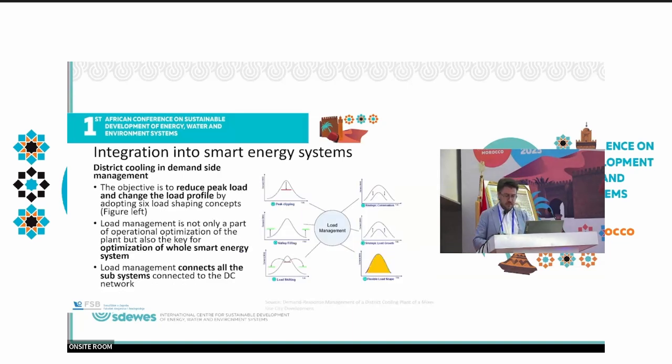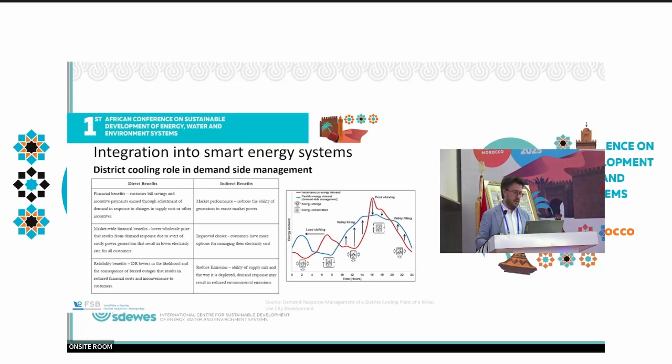Another important thing we need to mention when we talk about district cooling systems is their possibility for demand side management operations. So from peak clipping, valley filling, load shifting, strategic conservation, strategic load growth. It's important to stress that this DSM is not only part of the district cooling plant, it's actually a part of a greater smart energy system concept. And this DSM or load management connects to all the subsystems connected to the district cooling network. There are numerous direct benefits and indirect benefits we can stress.